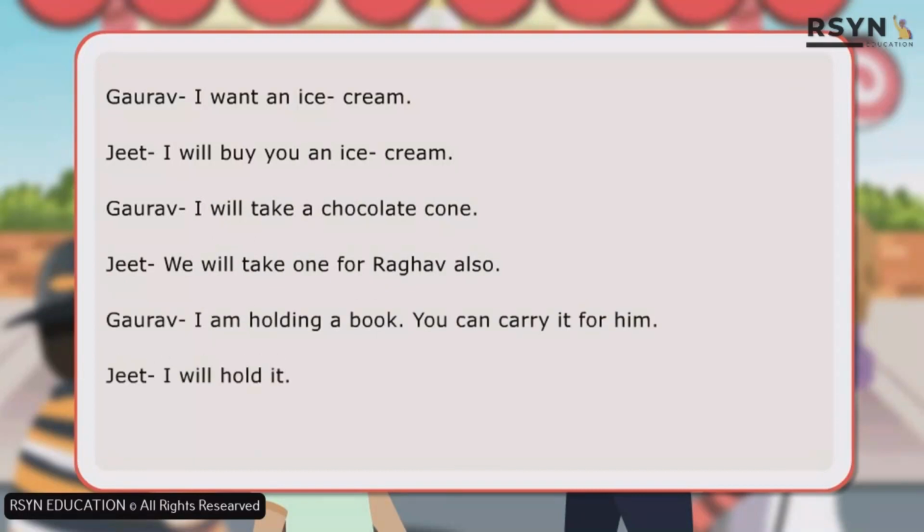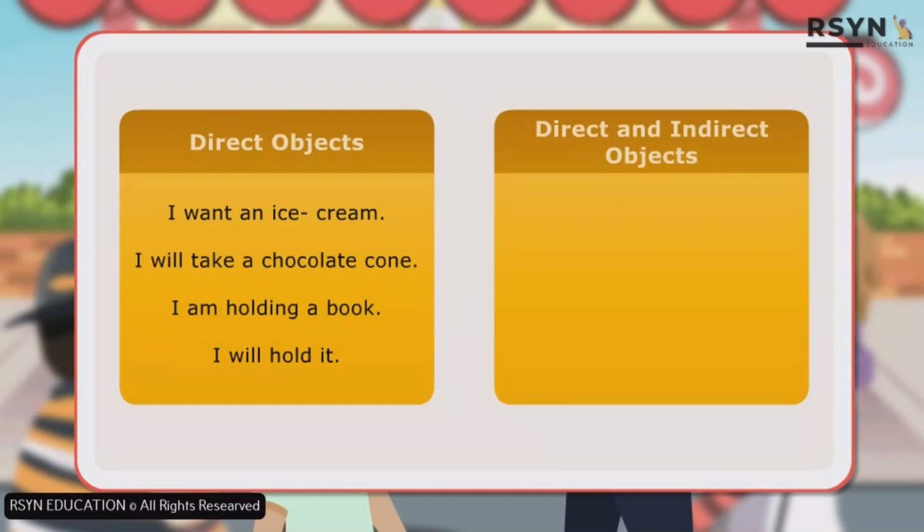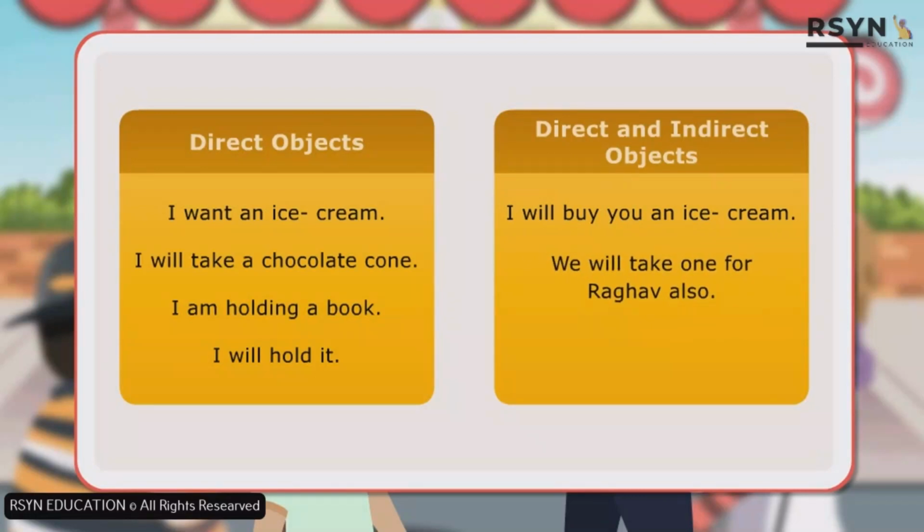Here are some examples of sentences with direct objects. I want an ice cream. I will take a chocolate cone. I'm holding a book. I will hold it. Here are some examples of sentences with both direct and indirect objects. I will buy you an ice cream. We will take one for Raghav also. You can carry it for him.